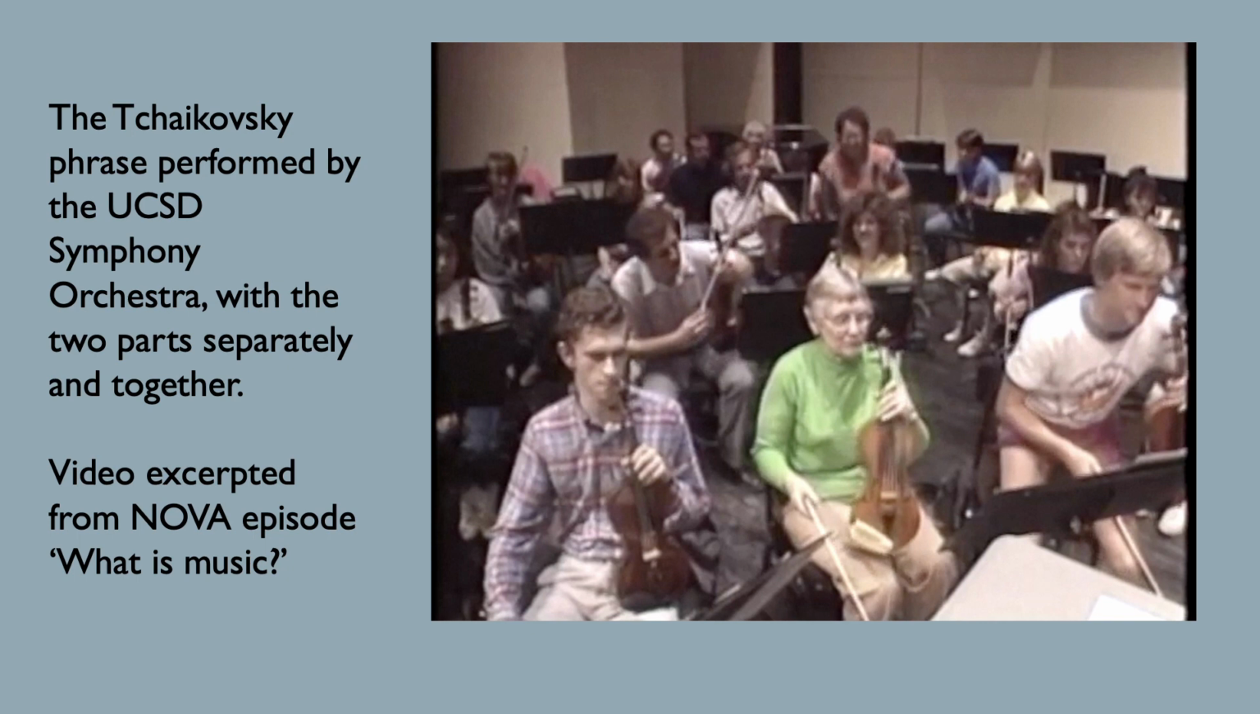Here's a video taken from a 1989 episode of the PBS series Nova, entitled What is Music? It shows the UCSD Symphony Orchestra conducted by Tom Nee. The orchestra is arranged in 19th century fashion, with the first violins to the left of the audience and the second violins to the right. The first violins play their part alone, then the second violins, and finally both parts are played together. This video is in mono, but one experiences the same thing when listening to the passage in a concert hall.